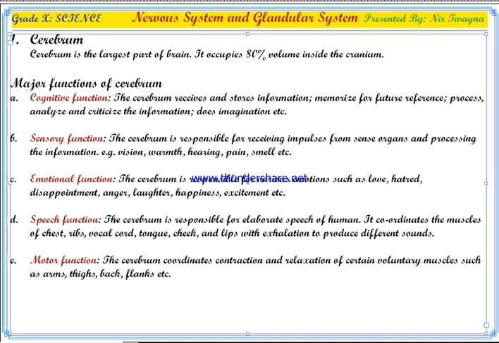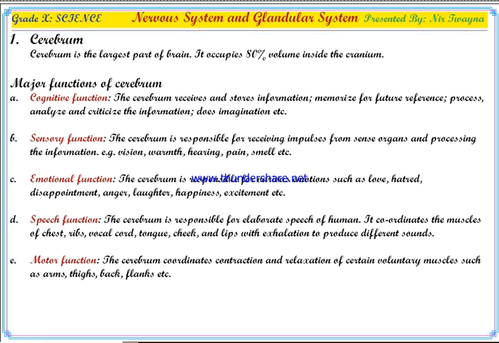And then emotional function. The cerebrum is responsible for various emotions such as love, hatred, disappointment, anger, laughter, happiness, excitement, etc. Speech function. The cerebrum is responsible for elaborate speech of humans. You see, it is only humans who can manipulate the sound produced by them into different speech. Yes, other animals cannot do that. To do that, you need an extensive network of brain. And in the case of humans, the cerebrum is highly developed.